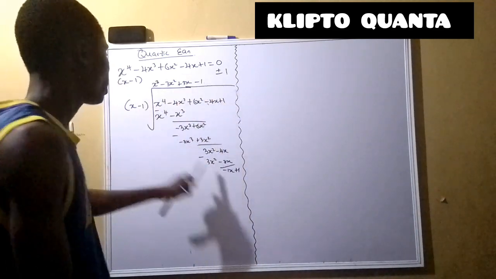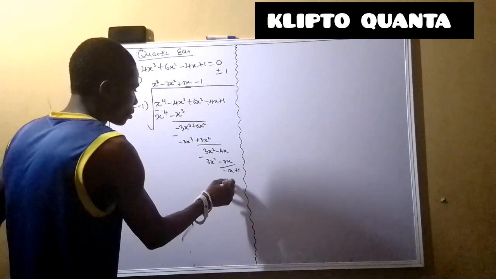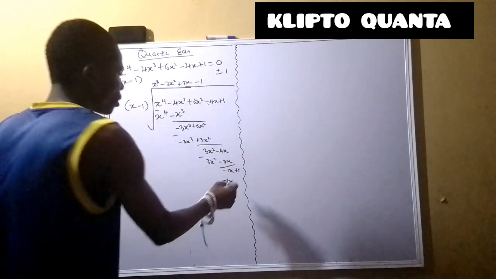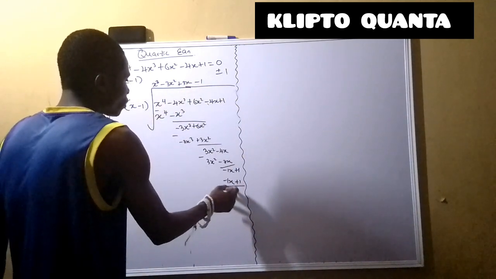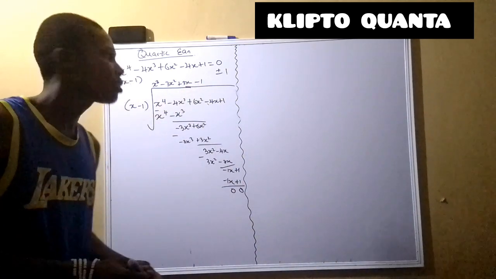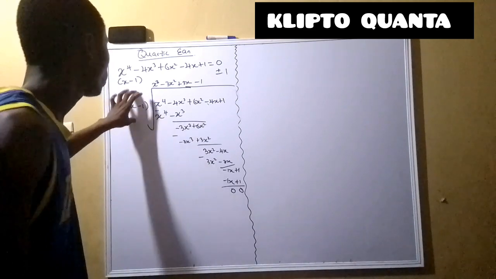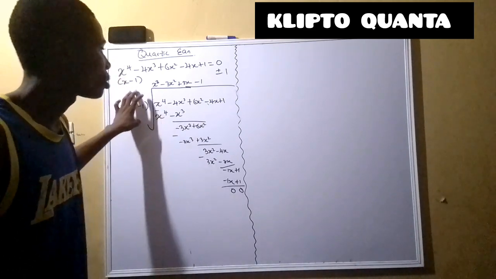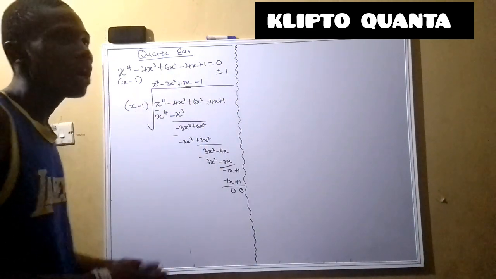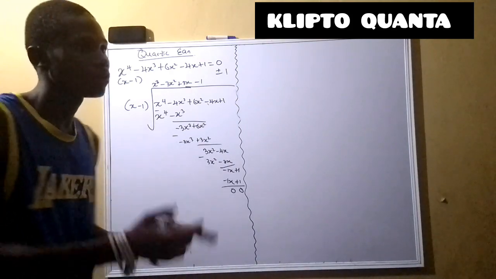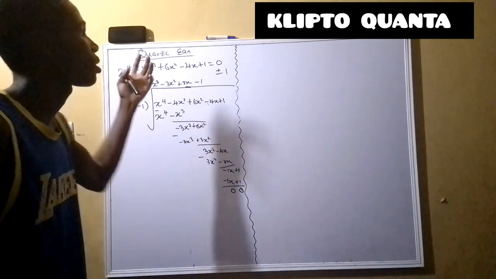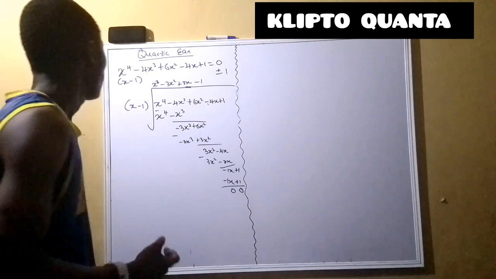The negative 1 times x, negative 1x. Then minus 1 times this, you have your plus 1. So this gives us what? This gives us 0, which tells us that this is actually a root, or a zero, of the polynomial of this equation. Now, after that being done, we've gotten 1 out of the roots, and as you know, this is a quartic equation. You need 4 roots.